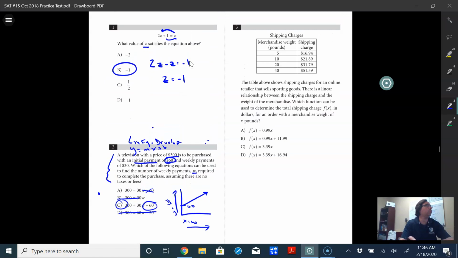Okay, let's look at number 3. Here we see that we have a table. And normally we're developing a function here. So this is one of those function table questions. And so we know these are the X values, and these are the Y values here, right? And so we want to be able to see, 1, the slope, and then 2, what is the intercept here?